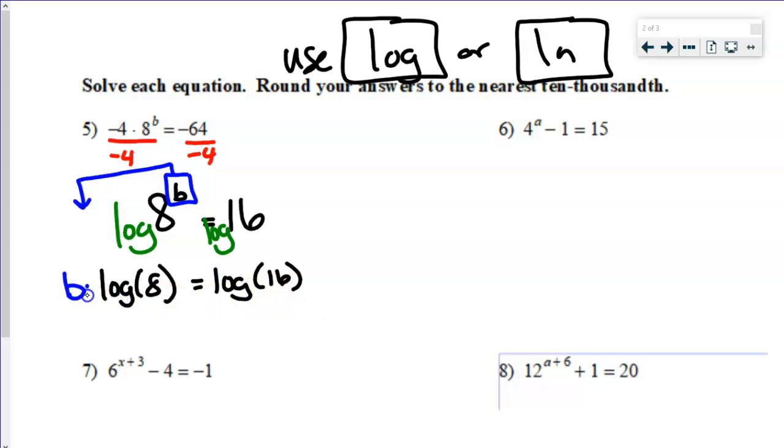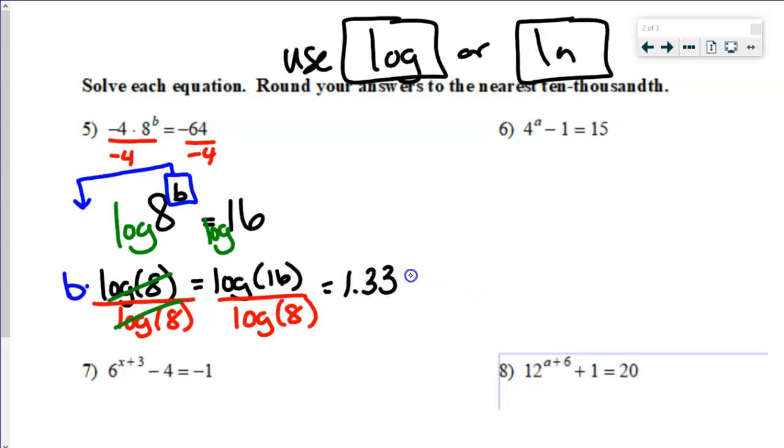The common log of 8 and the common log of 16 are just really gross numbers on our calculator. So to solve for b, I'm going to divide by the common log of 8. If you use the natural log, you have the same work, just using a ratio of natural logs instead. These cancel, and then this one you type on your calculator. Make sure you close the parenthesis after the 16. My kids forget that. This does come out to 1.3 repeating.